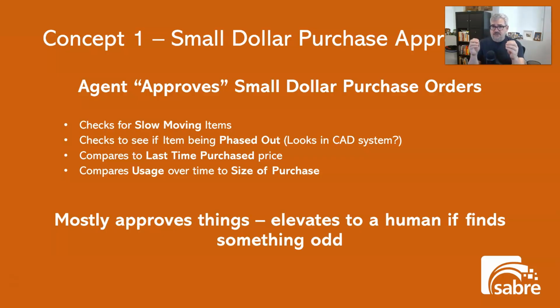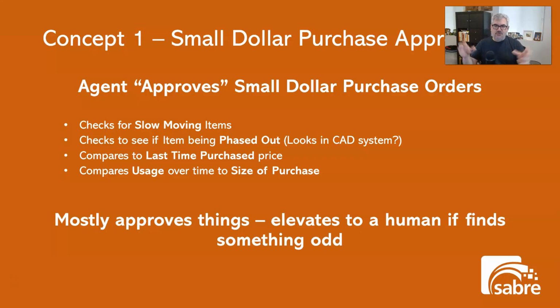that actually would fail your approval process, because maybe you're checking to see if the items are slow moving, or you're checking with the engineering department to say, hey, are you phasing out this item? Or you're comparing it to last time you bought it and it's substantially more or less and something might be wrong with it. Or you're comparing the usage of it over time, which is a little bit like the slow moving item, and determining whether or not, based on your usage, the size of this order is appropriate.